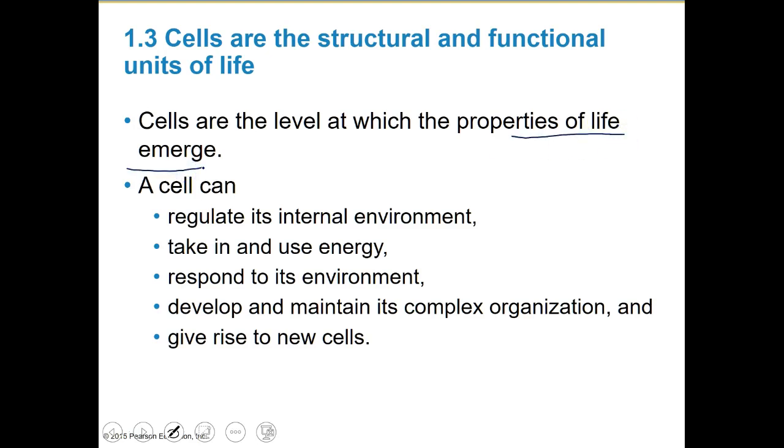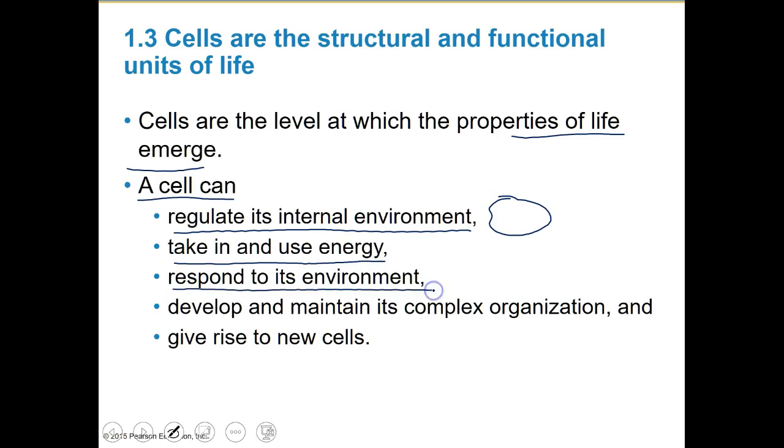These are really important things that a cell can do. So a cell can regulate its internal environment. That's why it's got a little boundary on it. Okay, it can take in and use energy, so it's either going to eat or it's going to take in sunlight. It will respond to its environment. We've got cool things with adaptation.